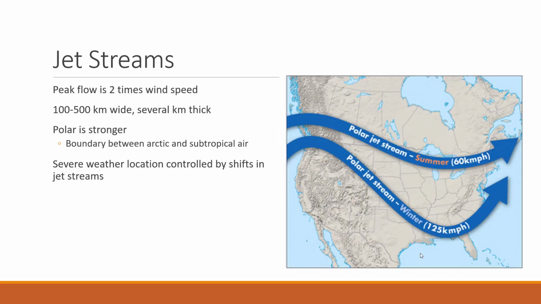The jet streams control where we have peaks and troughs, and this can control high and low pressures. And we'll see this is important for frontal systems. The peak flow of the jet stream is about 2 times the wind speed. So we will see that the polar jet stream, for example, in winter is much faster than it is in summer because we have a greater temperature variation. It's about 100 to 500 kilometers wide and several hundred kilometers thick. The boundary between that Arctic and subtropical air is much stronger, so that's why the polar will always be stronger. The severe weather locations will be controlled by shifts in the jet stream, so we will see the low pressure and high pressure centers will move the jet stream.